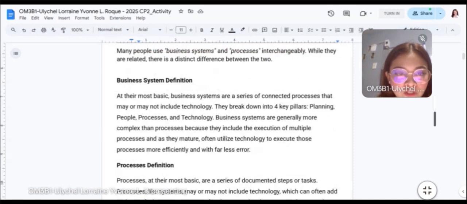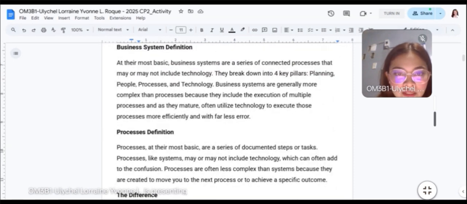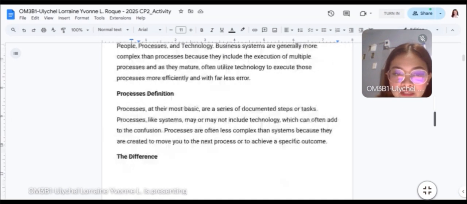Business system definition. At their most basic, business systems are a series of connected processes that may or may not include technology. They break down into 4 key pillars: planning, people, processes, and technology. Business systems are generally more complex than processes because they include the execution of multiple processes, and as they mature, they often utilize technology to execute those processes more efficiently and with far fewer errors.